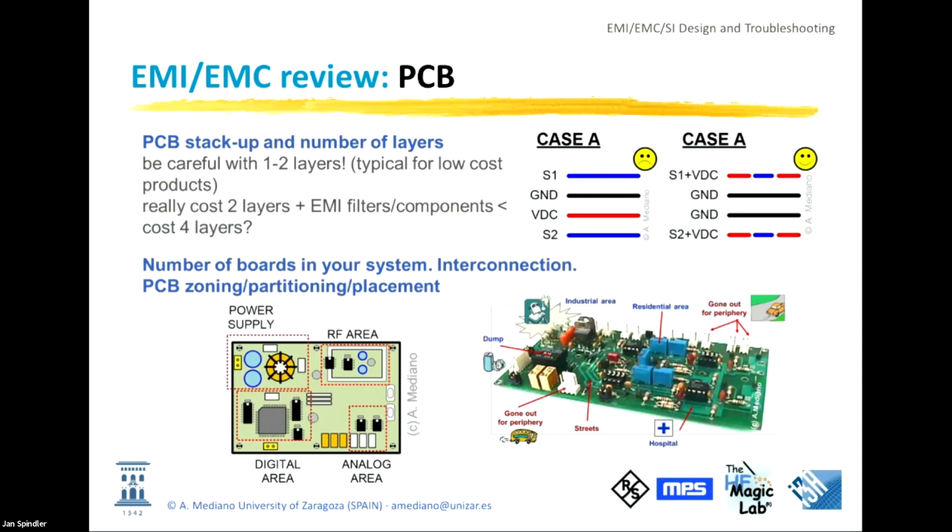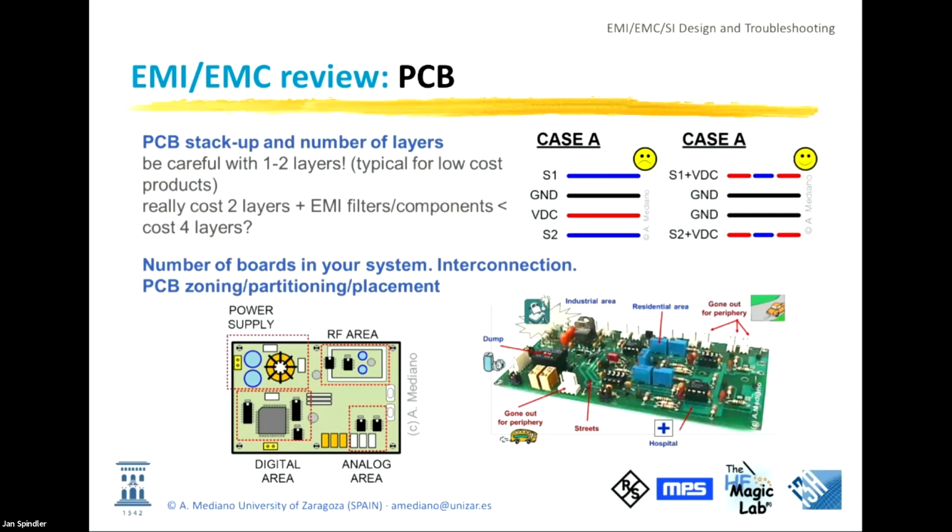So you don't need to compare 2 layers cost with 4 layers cost. You need to compare 2 layers plus filters, ferrites, and components to solve EMI with 4 layers cost. This is the real comparison. In my experience, when we have switched from 2 layers to 4 layers in radiated emissions, the difference can be 30 to 40 dBs less, only changing to 4 layers.